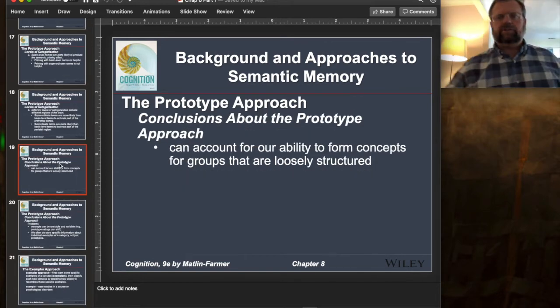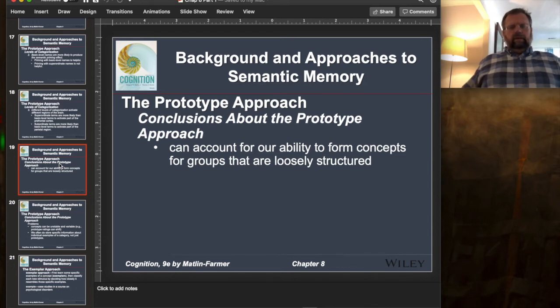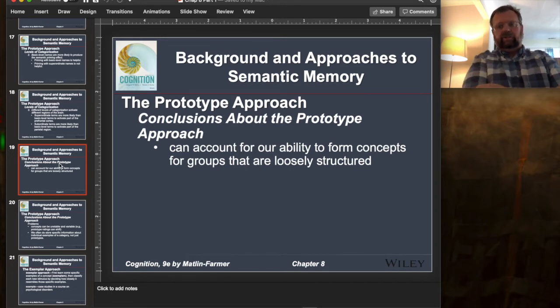Okay, so some conclusions about the prototype approach. One of the primary strengths of the prototype approach in general is that it allows us to account for our ability to form concepts for groups that are loosely structured. So even it's the case, as we talked about before, that for a prototype model of categorization, there's no one thing that defines all of them, but there's enough family resemblance to keep things in a group. And as we know, once you start to try to categorize things, things are going to vary in terms of their ability to be in a particular group.